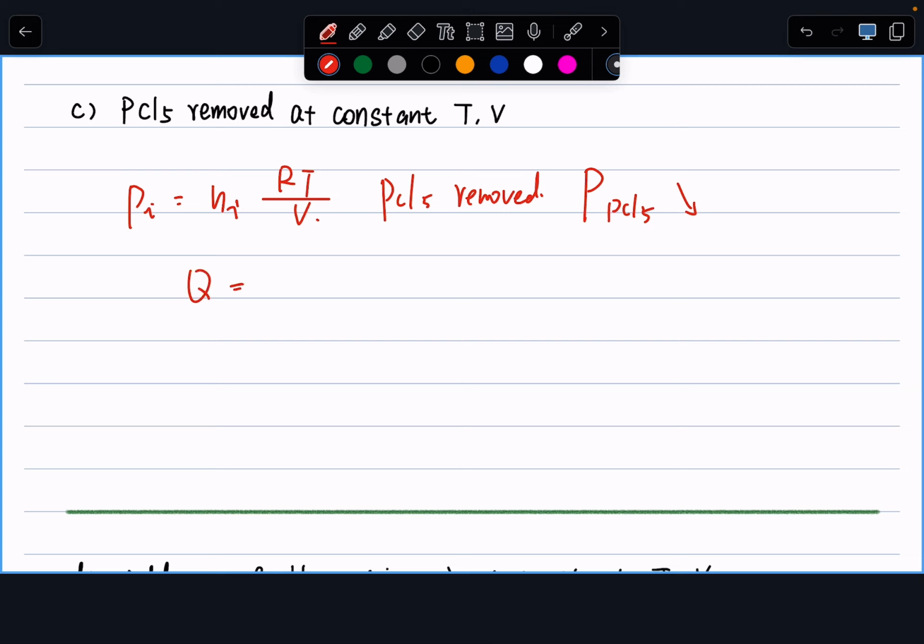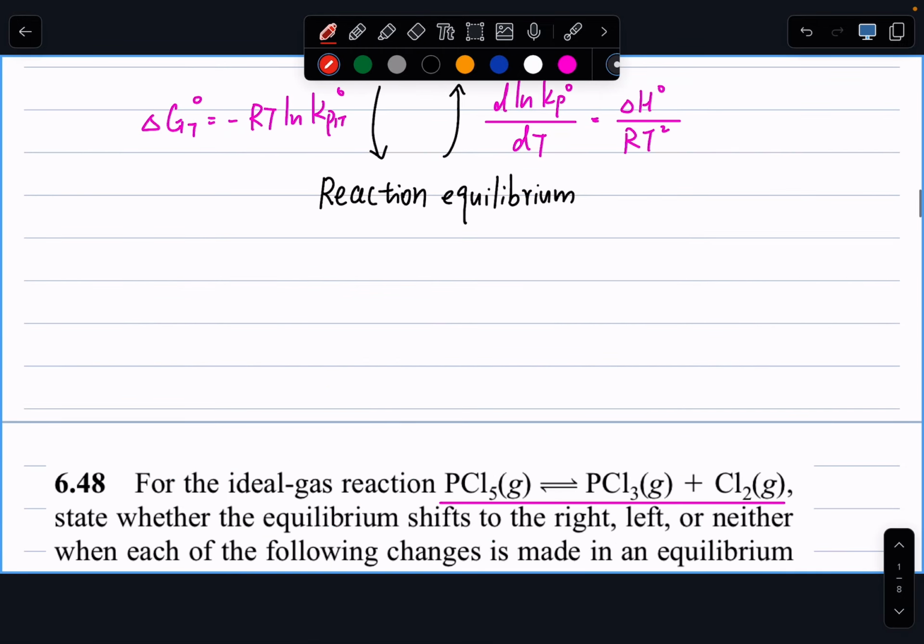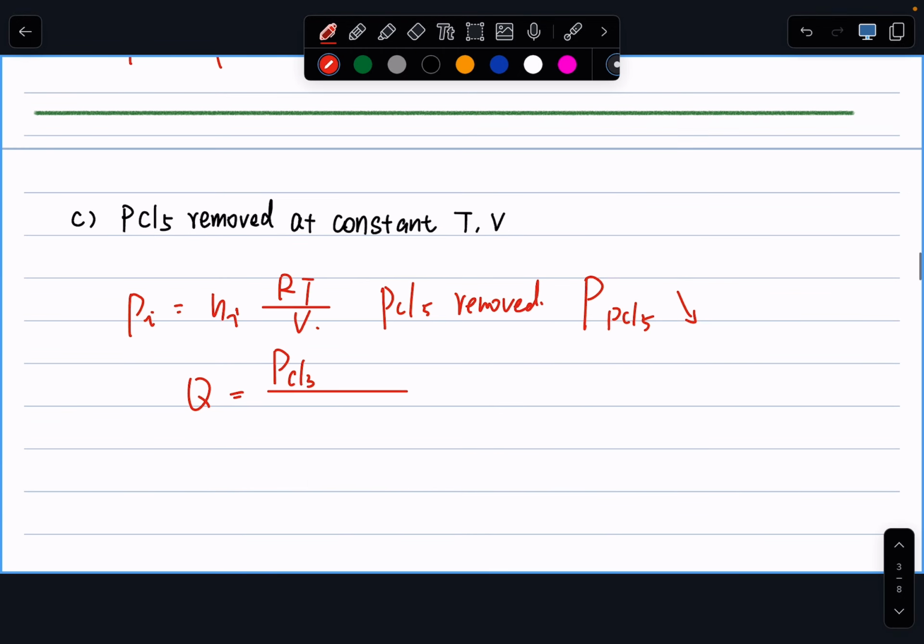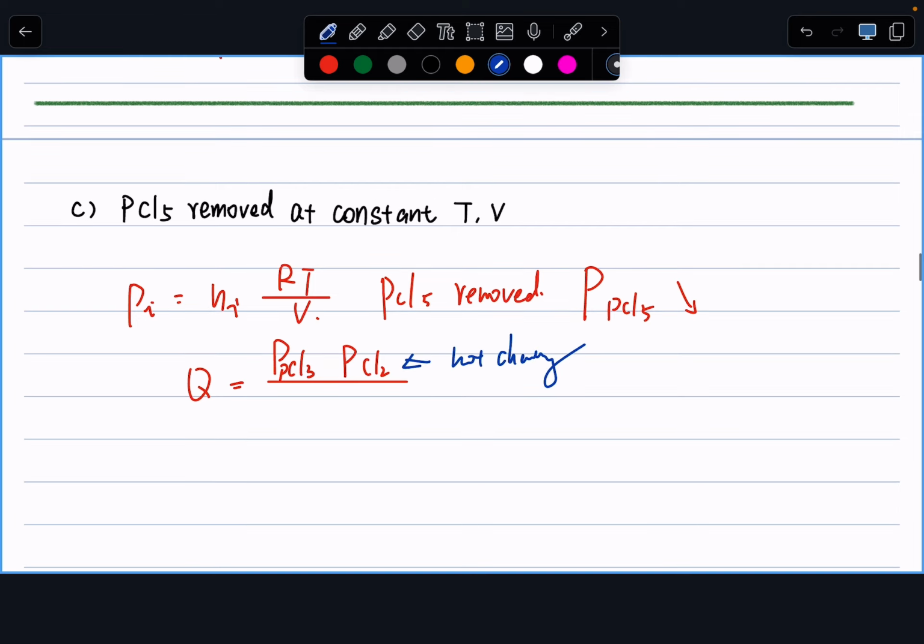And you look at my reaction quotient. My PCl5 is my reactant. So on the top, my PCl3 times Cl2 are not changing, and on the bottom, my PCl5 is decreasing. So my reaction quotient is increasing, and thus predicting a backward reaction.